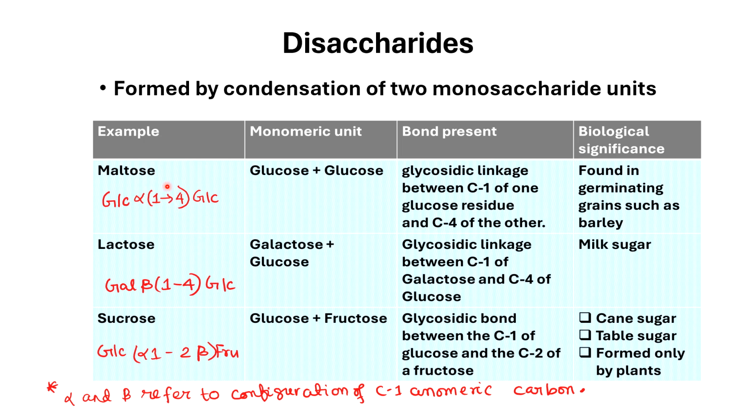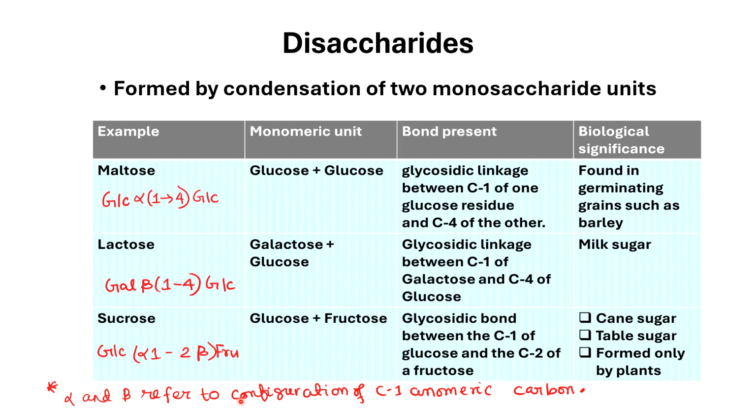Now I told between the sugar units, special type of bond or the glycosidic linkage will be formed. Now in case of maltose, C1 of the first glucose unit combines with the 4th carbon of second glucose unit. Similarly, in case of lactose, C1 of galactose combines with C4 of glucose. And if you see sucrose, C1 of glucose will combine with C2 of fructose. Now here you are also seeing alpha and beta.